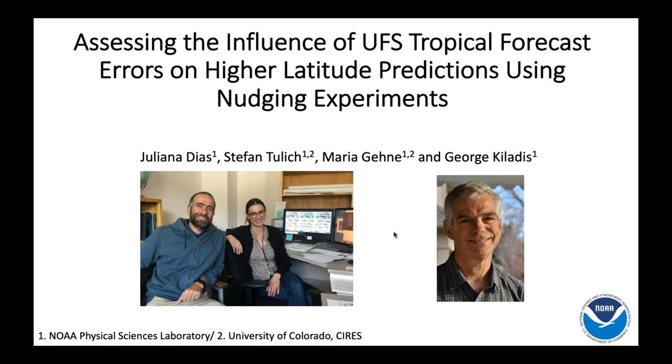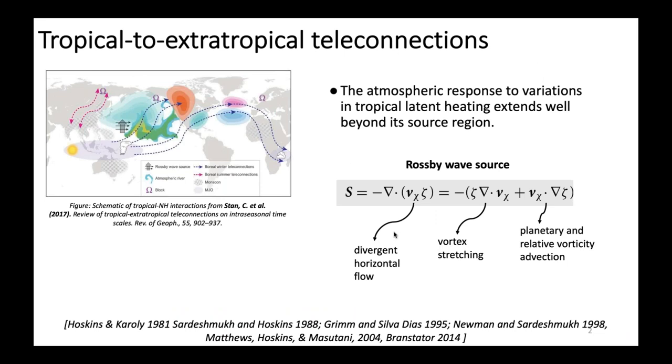So the reason why we're interested in this type of nudging experiments comes from what we know about tropical to extratropical teleconnections. And here, what it means is that the atmospheric response to variations in tropical heating extends well beyond its source region. This is a fairly well-known phenomenon that well explains this type of behavior.